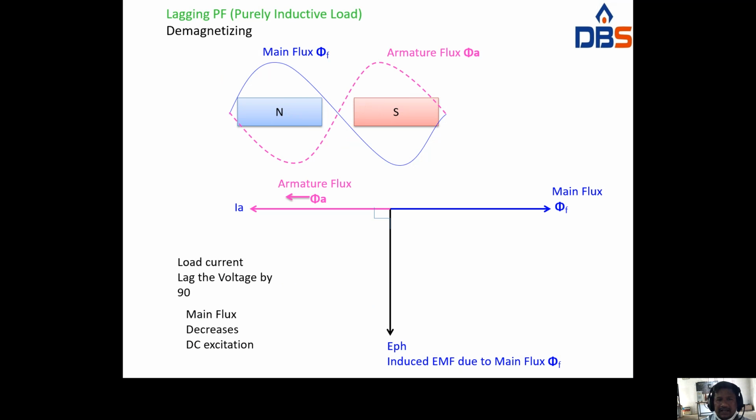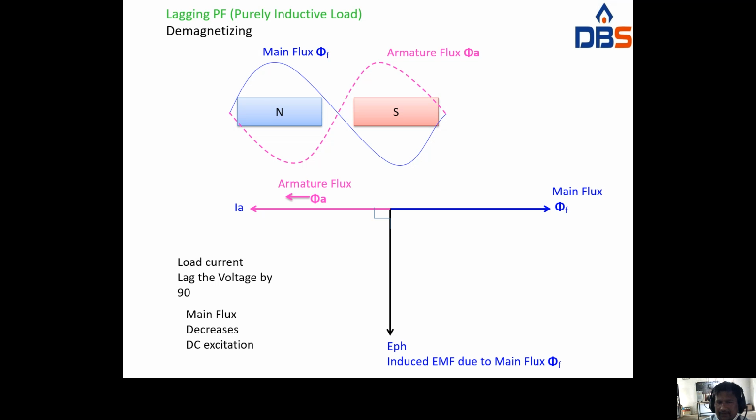Suppose it is a lagging power factor. A lagging power factor is nothing but an inductive load, so the armature reaction is demagnetizing. Look at the figure. This is the main flux phi f, and this dotted line is the armature flux phi a. Both are not the same; they are opposite to each other.